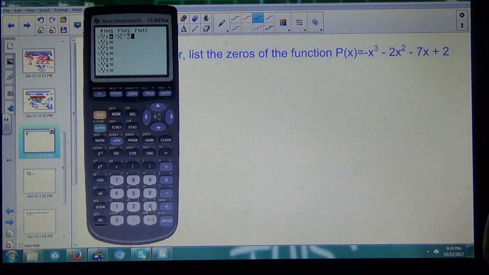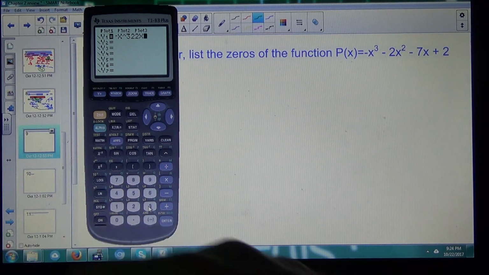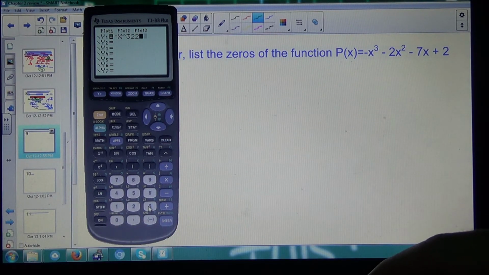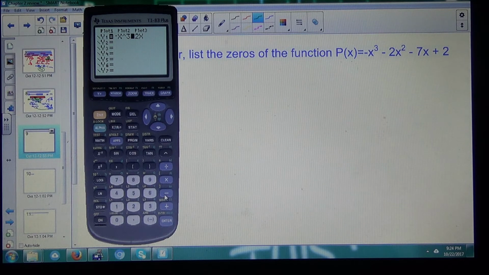And then minus 2x, oops. So minus 2x squared. And then minus 7x. And then plus 2. All right, and let's graph it and see what it looks like.